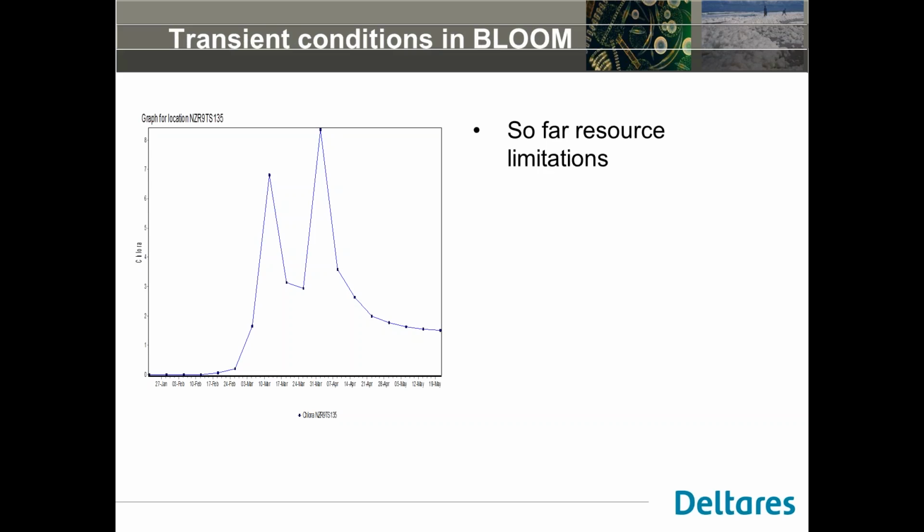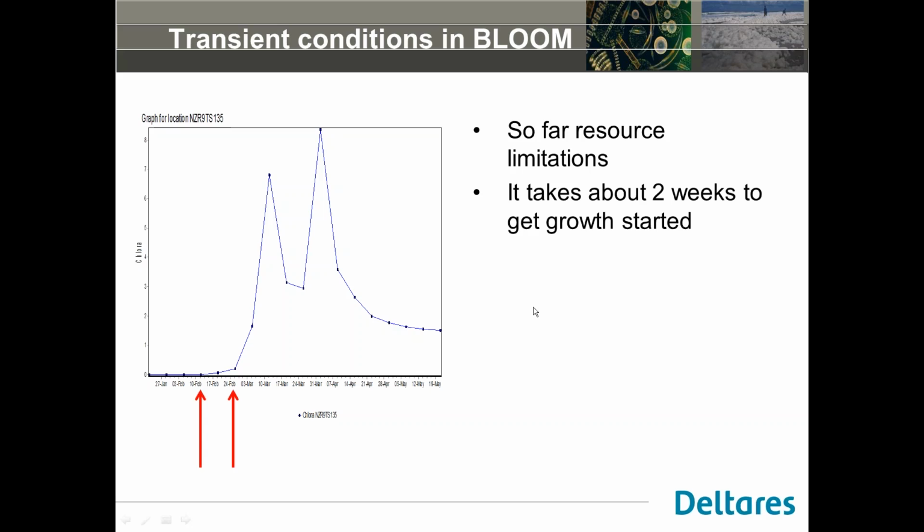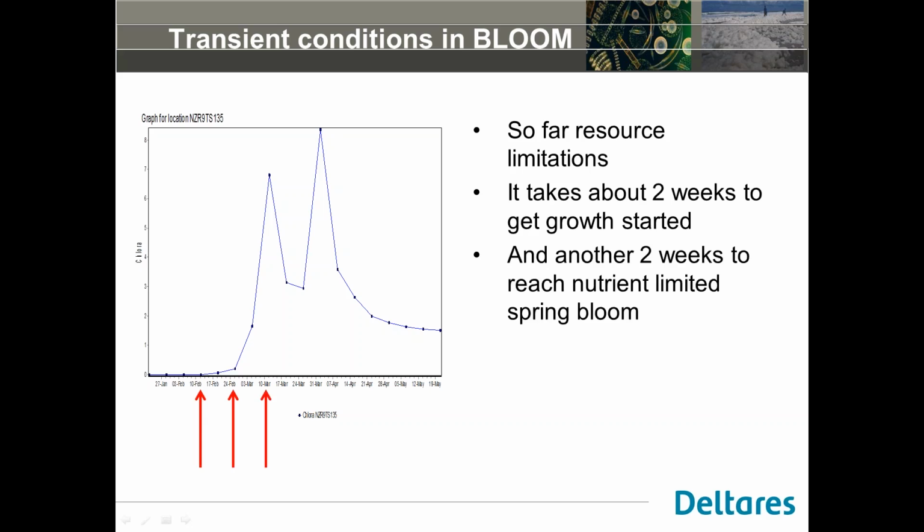So far, we have only looked at resource limitation, but what happens if we take time aspects into account? For instance, this graph shows a situation where in the winter period there is hardly any biomass at all, but after some time there has been growth and a peak will be reached. It takes about 2 weeks in this particular example to get growth started, and another 2 weeks to reach a nutrient-limited spring bloom. So 4 weeks are necessary.